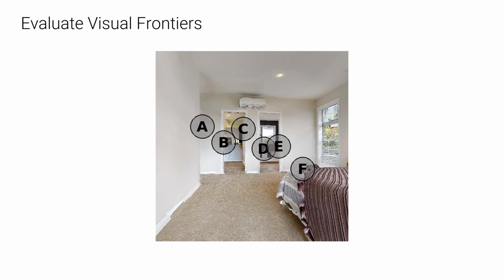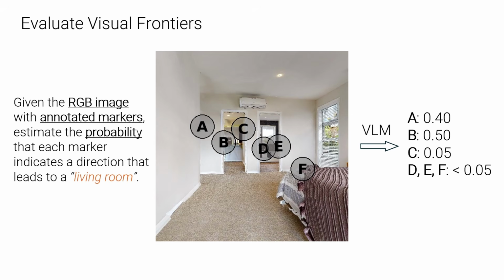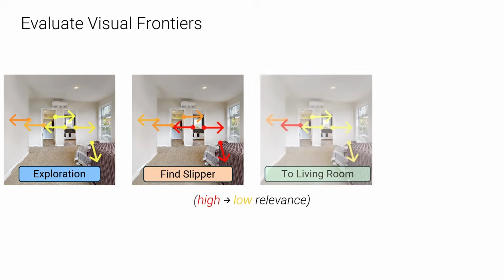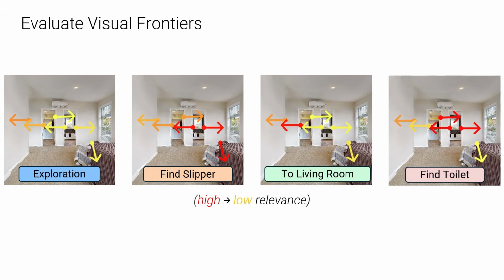We then take the clustered visual frontiers and overlay a marker for each frontier on the same RGB image. With these, we query the VLM using set-of-marks prompting. Given the image, the markers, and a language goal, the VLM scores how likely each frontier is to lead toward the target. This gives us an efficient way to evaluate task relevance: keep the same visual frontiers, change the language query, and let an off-the-shelf VLM reason over the candidates.